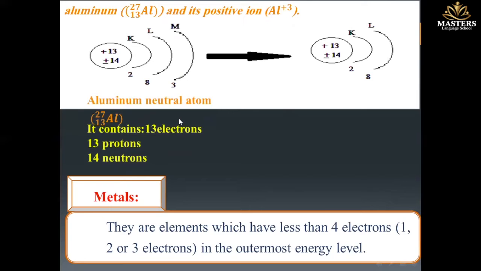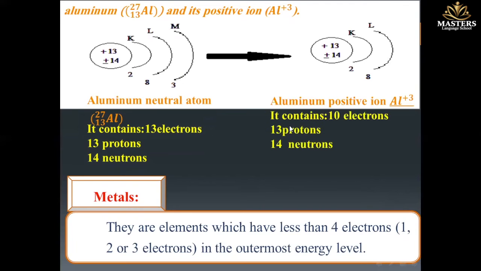So, aluminum neutral atom contains 13 electrons, 13 protons, 14 neutrons. While the aluminum positive ion contains 10 electrons, 13 protons, and 14 neutrons. So in that situation also, the number of protons is greater than the number of electrons by 3. So here the aluminum positive ion is going to be Al positive 3.